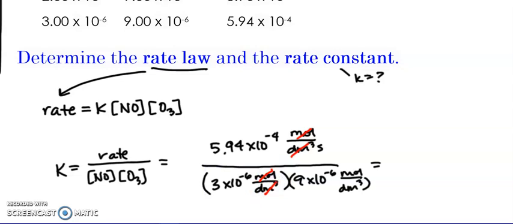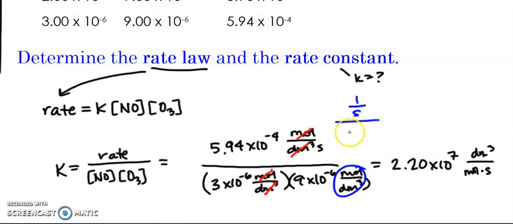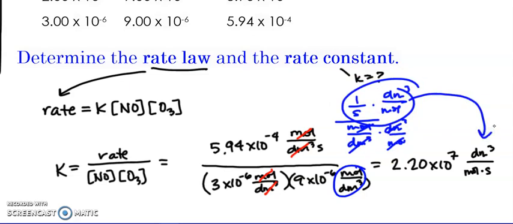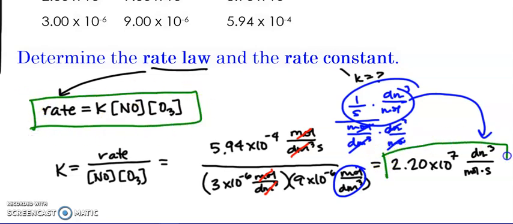If I type this in my calculator, I'm going to get 2.20 times 10 to the seventh. I change it to scientific notation because it's kind of a big number to write. And then my units will be decimeters cubed over moles seconds. Because if I take this right here, we have 1 over seconds over moles over decimeters cubed. If I do the reciprocal, I do it times both sides. These cancel, and I simplified it as this, which you could also write as moles to the minus 1, decimeters cubed, seconds to the minus 1. So 2 parts to your answer. Here's the rate law, and here's your rate constant.